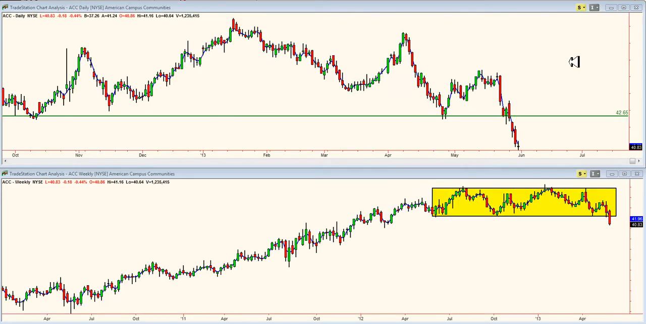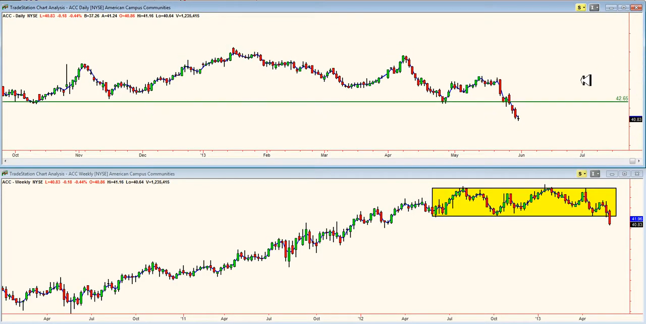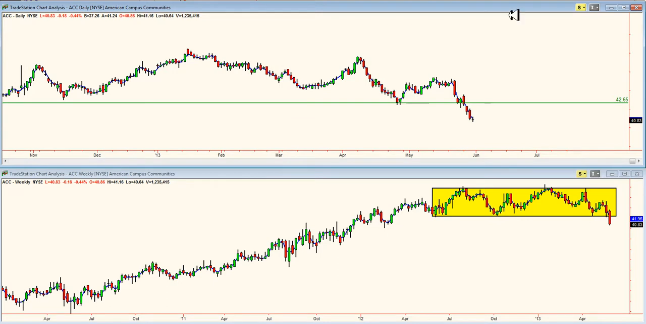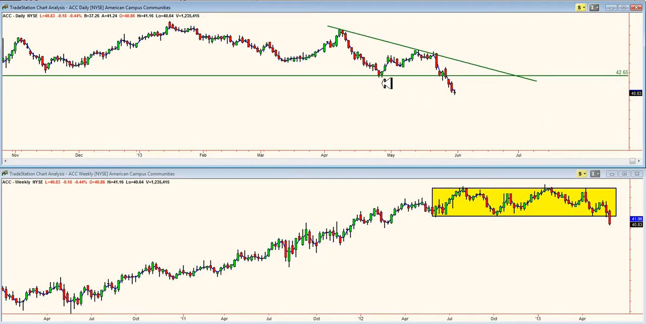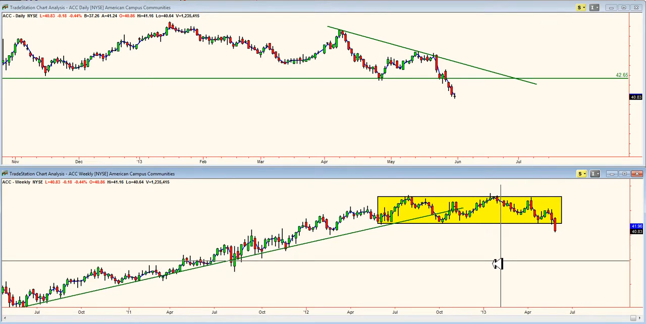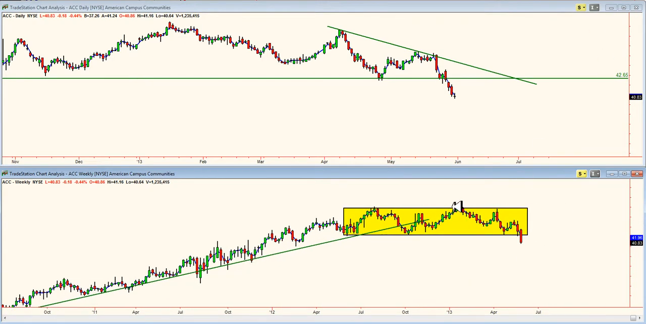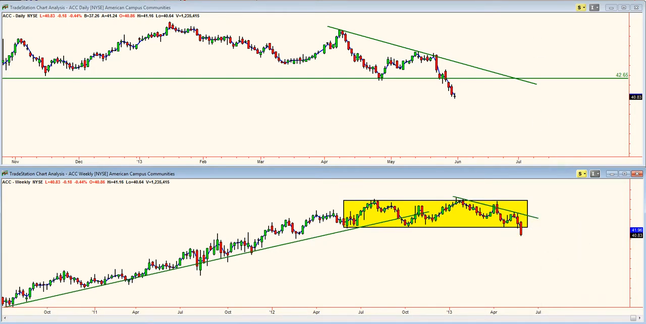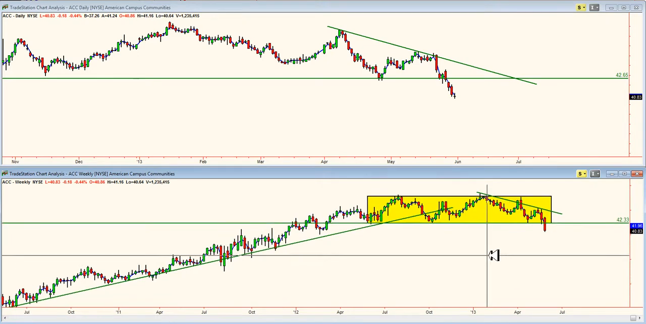ACC. Look at ACC. What kind of trend are we developing now? A downtrend. Breaking the box. Here it's breaking what? The weekly box. Uptrend has been broken. Downtrend has now been established and also breaking the bottom of the box.